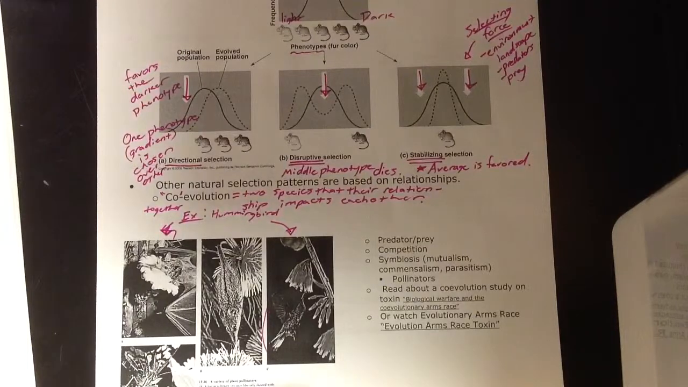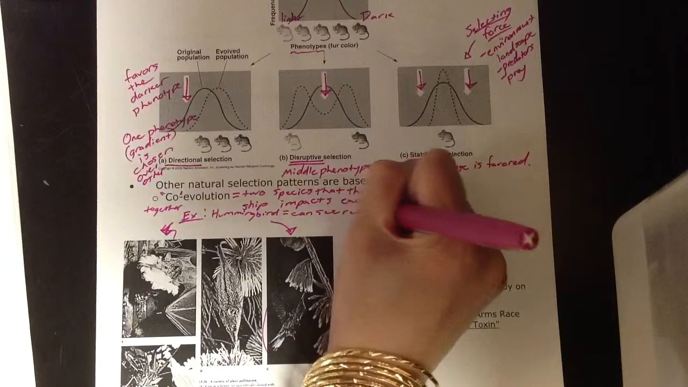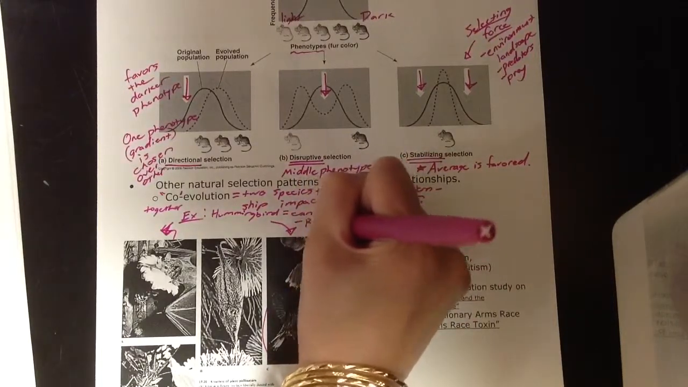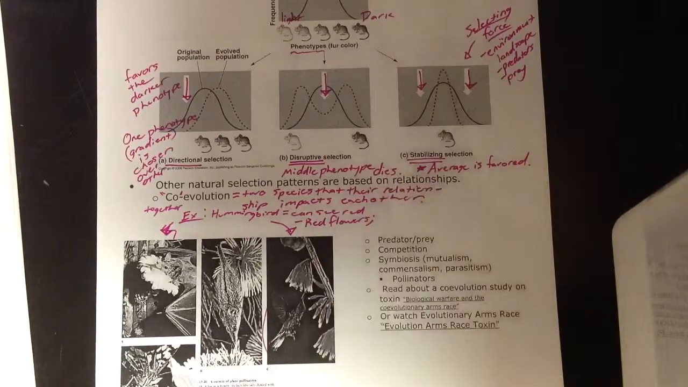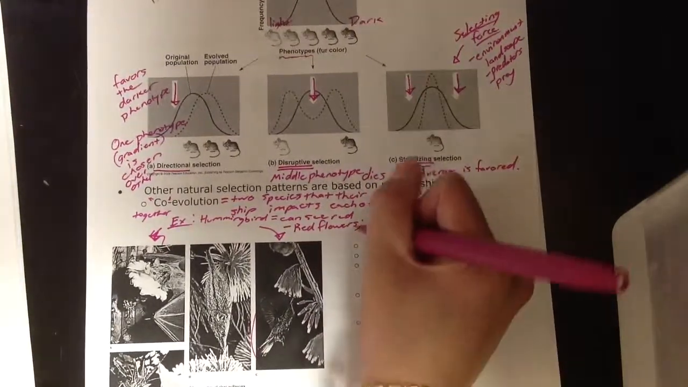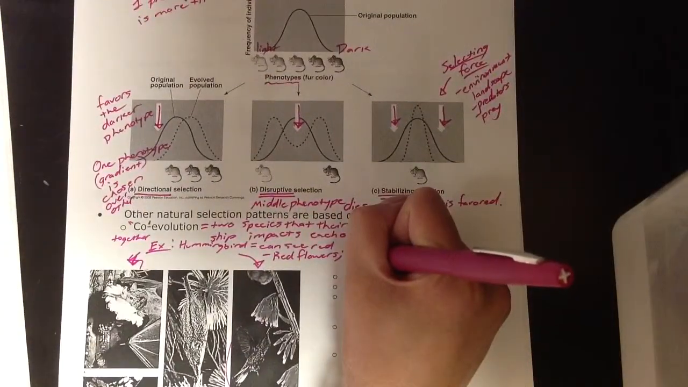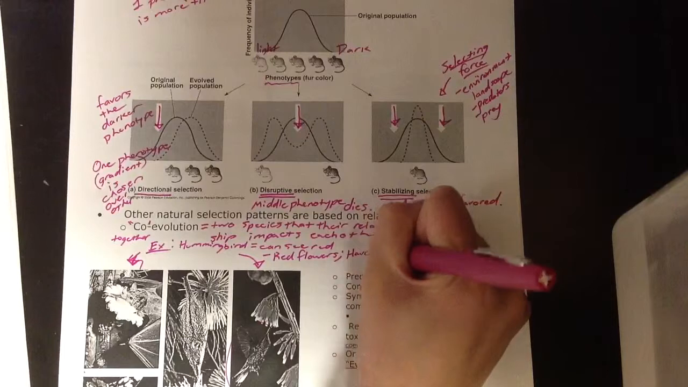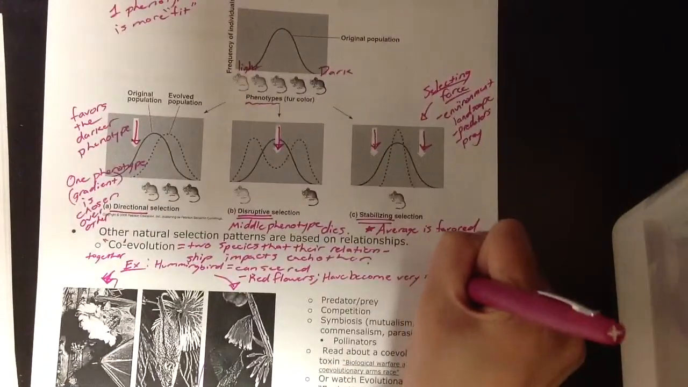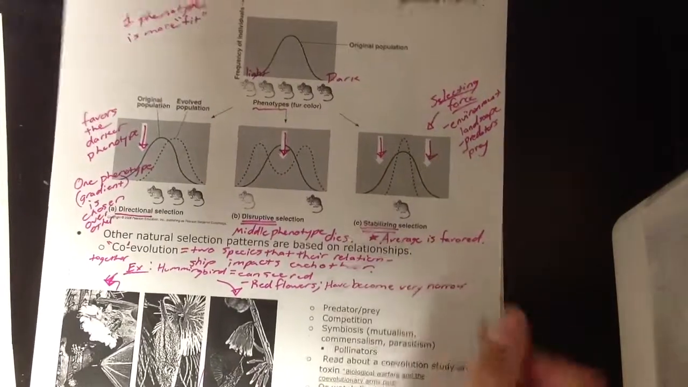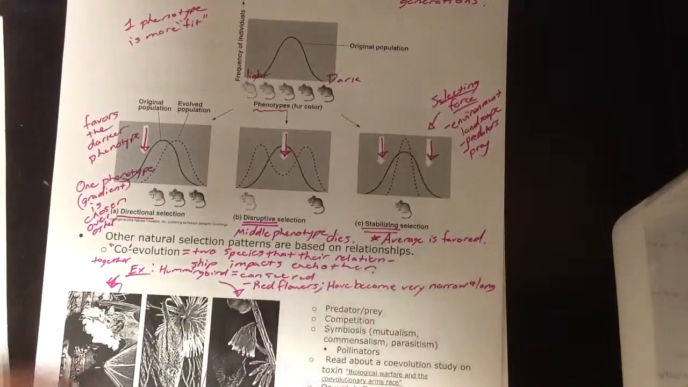You have a hummingbird, and the hummingbird can see red. Therefore, the red flowers are being affected by the hummingbird, right? And so the red flowers have kind of co-evolved, and what's actually happened is they have become very narrow and long. The flowers themselves have become very narrow and long.